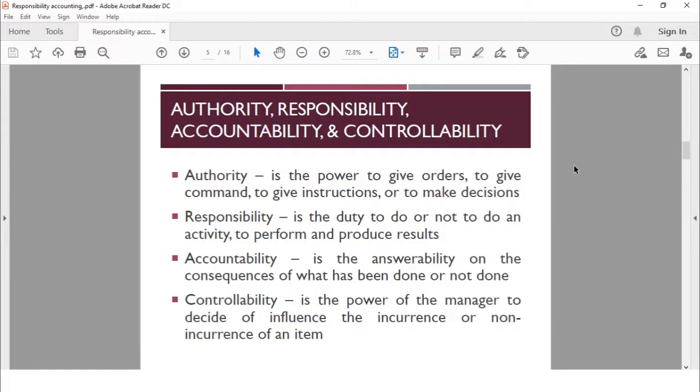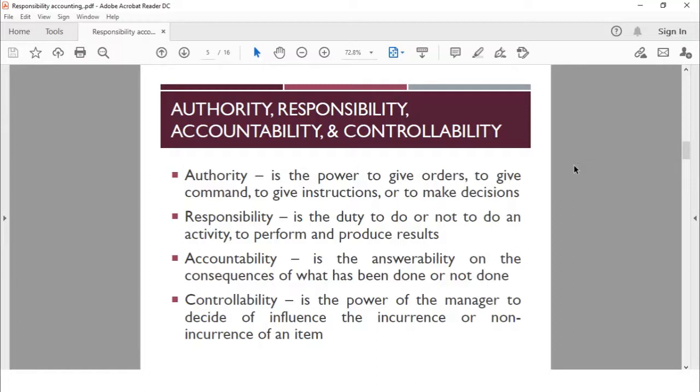However, in a decentralized organizational structure, the authority is delegated to other people. So the managers are the ones who also hold authority. So, next we have the responsibility. Now, responsibility is the duty to do or not to do an activity, to perform and produce results. So everyone in an organization has his or her own responsibilities.